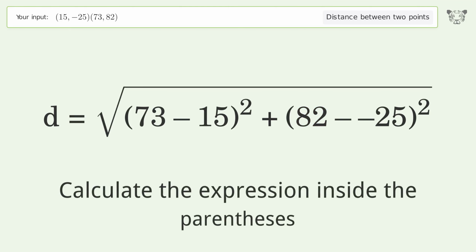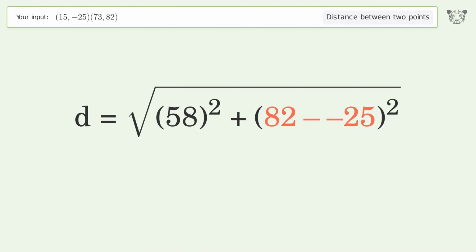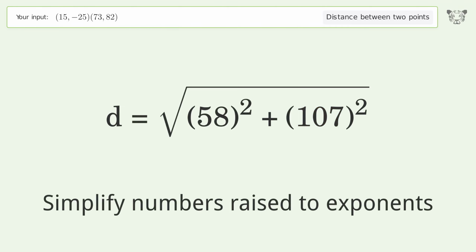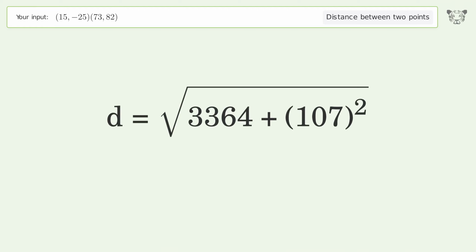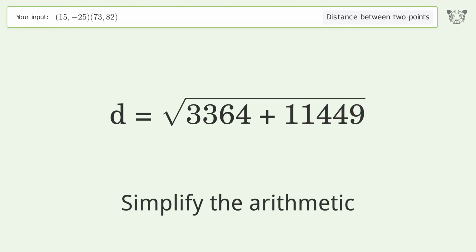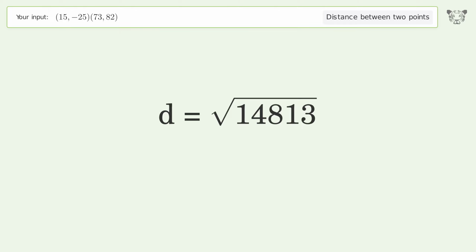Calculate the expression inside the parentheses. Simplify numbers raised to exponents. Simplify the arithmetic. And so the distance between the 2 points is the square root of 14,813, or 121.709.